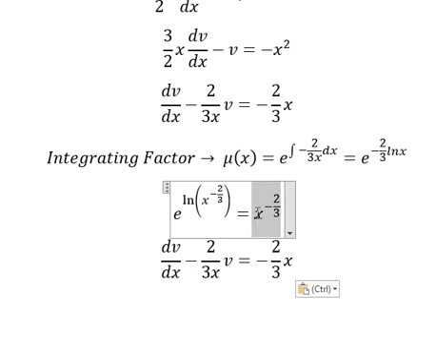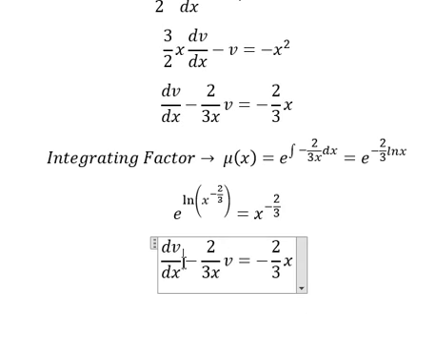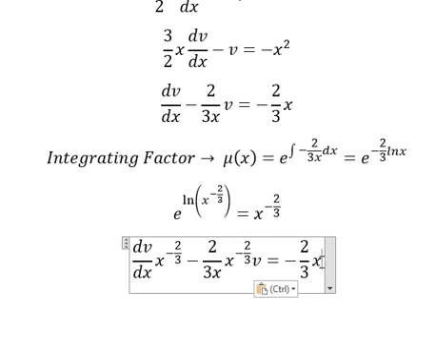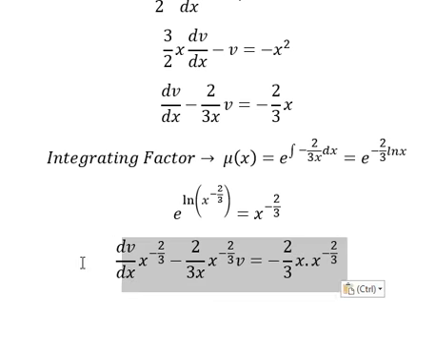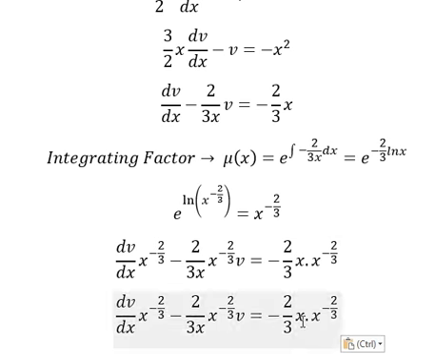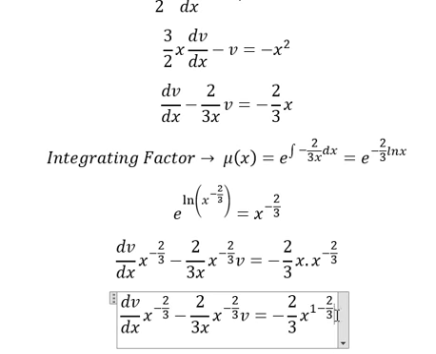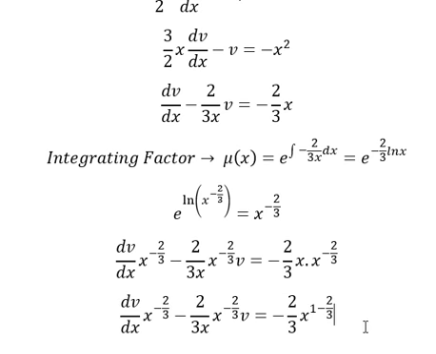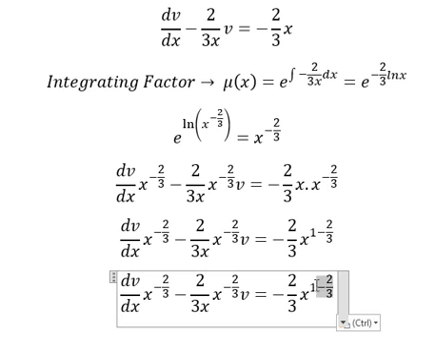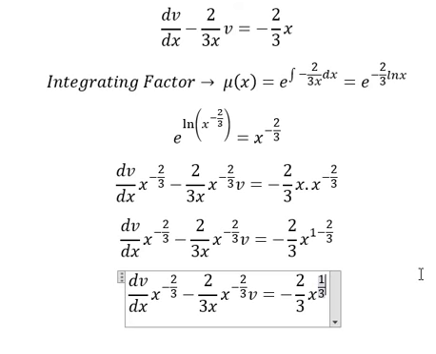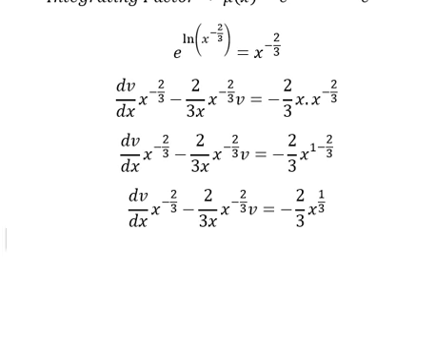So we multiply both sides by this one. This one is x to the power of 1. To multiply them, you get x to the power of 1 minus 2 over 3, and you get 1 over 3 here. Next, we put the integration on both sides.